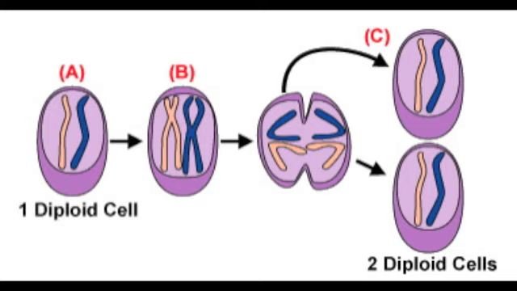Mitosis ends with two daughter cells that have the same number of chromosomes as the parent cell. These are diploid cells, cells with two copies of every chromosome, or 2N. The cell that starts mitosis as a diploid cell ends mitosis with daughter cells that are diploid and are genetically identical to the parent cell.